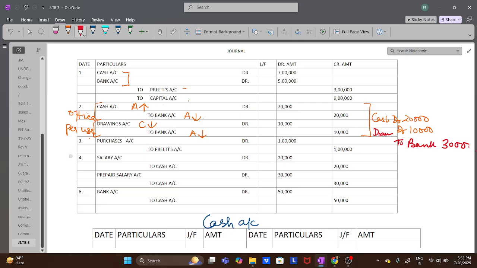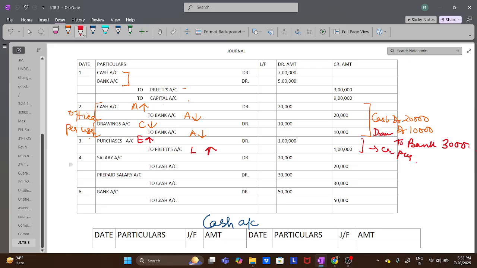Then we made a credit purchase, because it's not written purchase goods from Preeti for cash. It's only purchase goods from Preeti. We presume it to be a credit purchase. Purchases expense increase gets debited. Preeti liability increase gets credited.